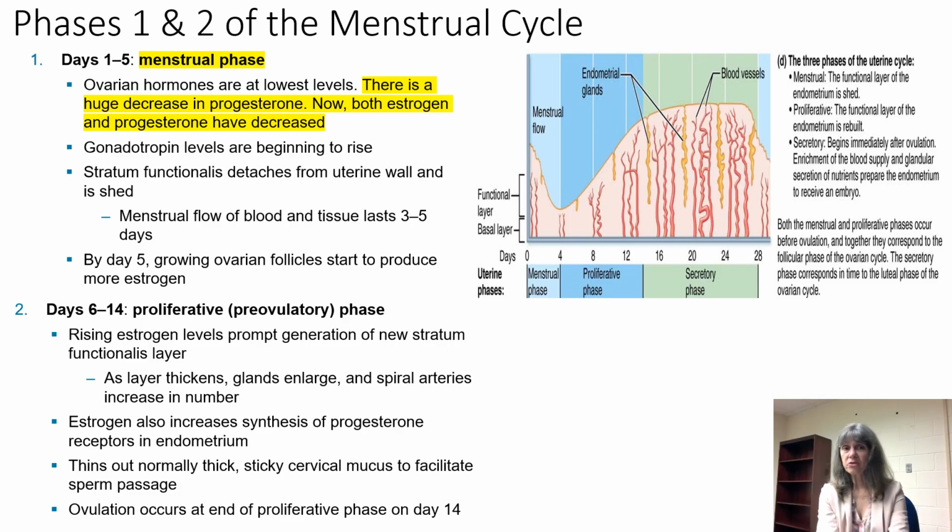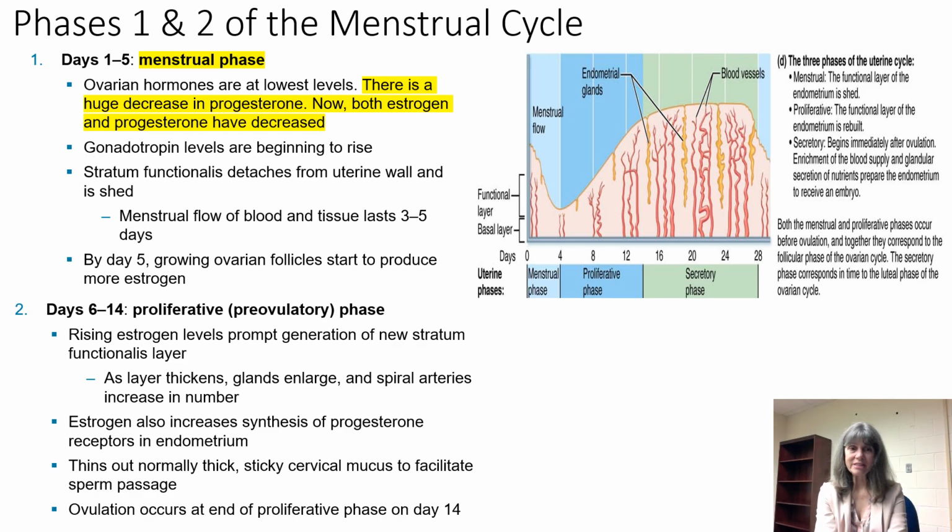Beginning with phase 1, days 1 through 5, the menstrual phase, we can see that ovarian hormones are at their lowest. There's a huge decrease in progesterone, and now both estrogen and progesterone levels have decreased. Gonadotropin levels are beginning to rise. The stratum functionalis detaches from the uterine wall and is shed, and this provides what we refer to as menstrual flow of blood and tissue that lasts for approximately 3 to 5 days. By day 5, growing ovarian follicles are going to start to produce more estrogen.